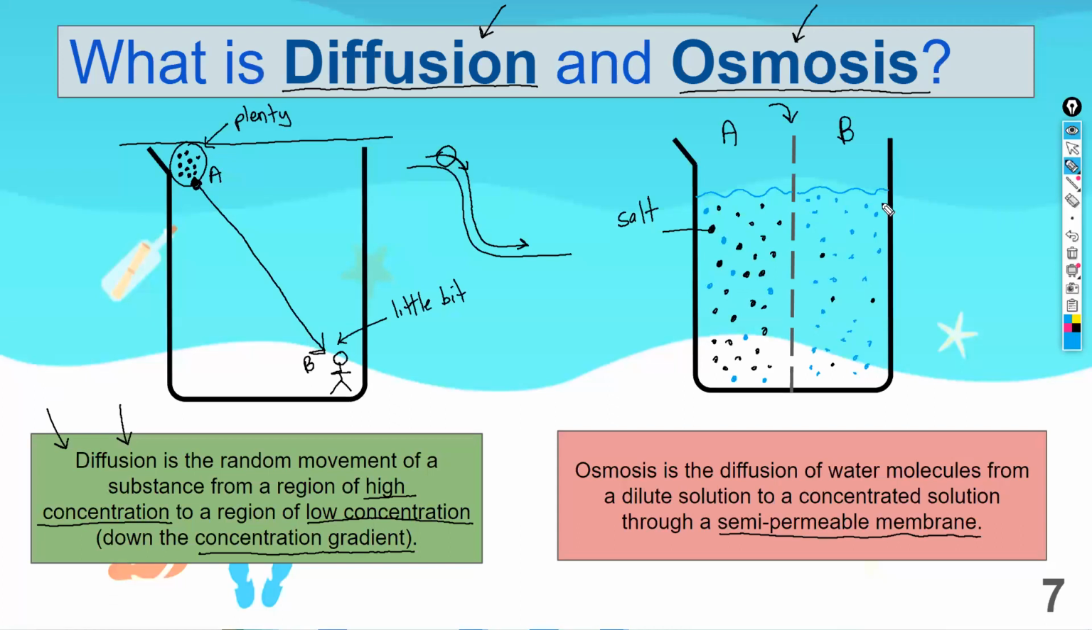Now, on this side, it has more water. And on this side, it has less water. Now, here's the thing. We're going to assume only the water can move through the semi-permeable membrane, right? No salt can move. Only water can move. Which way will the water flow? Will it flow from B to A or A to B? Keep your eyes on the water.